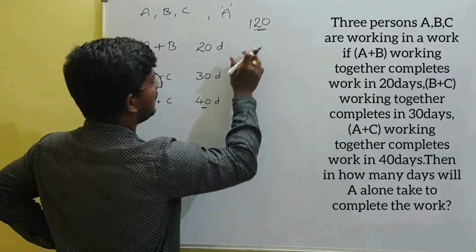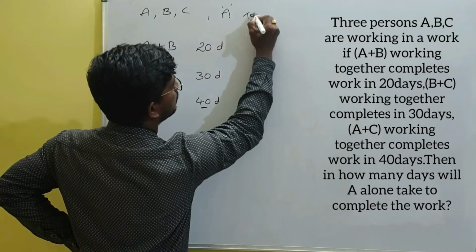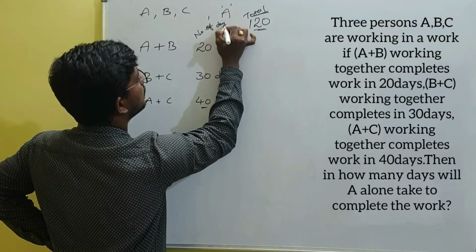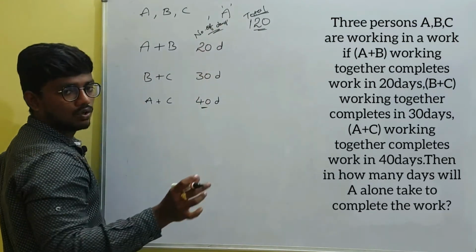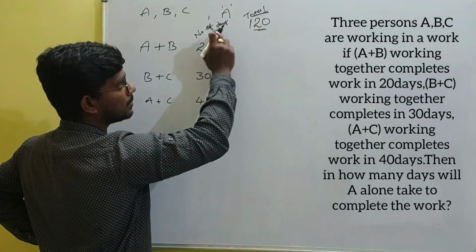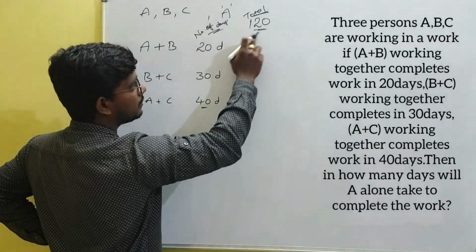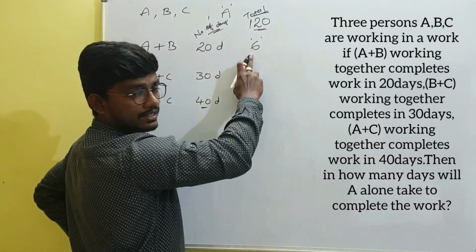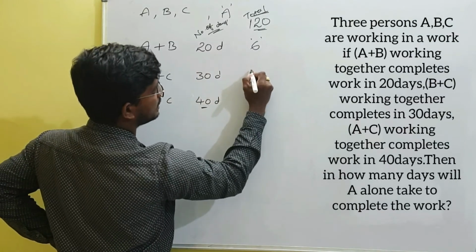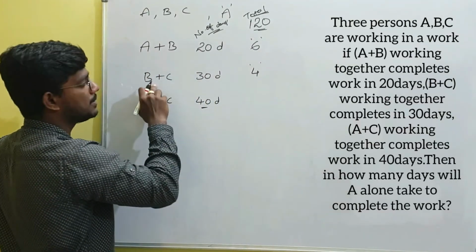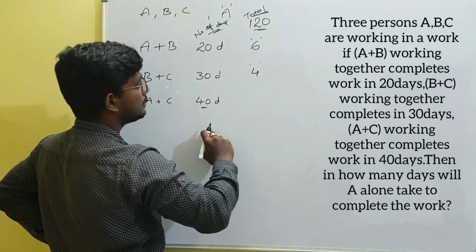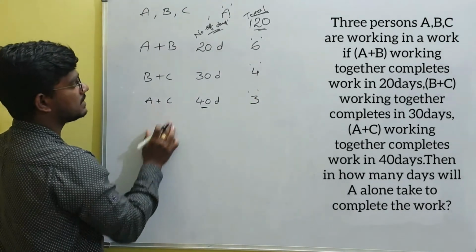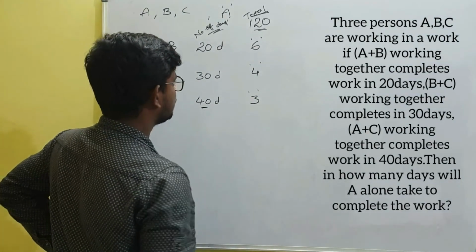Okay, so now we will get the efficiency. This is the total work and this is the total number of days taken by those persons working together. So I will get the efficiency by dividing the total work by the total number of days taken. 120 by 20 is 6, so the efficiency of A plus B working together is 6. 120 by 30 is 4, so the efficiency of B plus C working together is 4. And 120 by 40 is 3, so the efficiency of A plus C working together is 3.